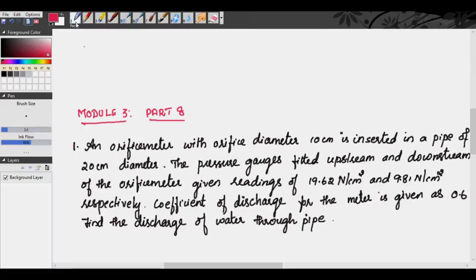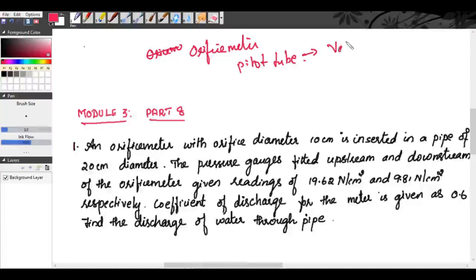Welcome everybody once again. Today we are going to see a few more problems on orifice meter and pitot tube. The theory part we have already seen, the derivation for determination of the discharge using orifice meter, and the pitot tube is used to determine the velocity of a flow in a pipe. In the last class we saw a few problems on venturi meter.